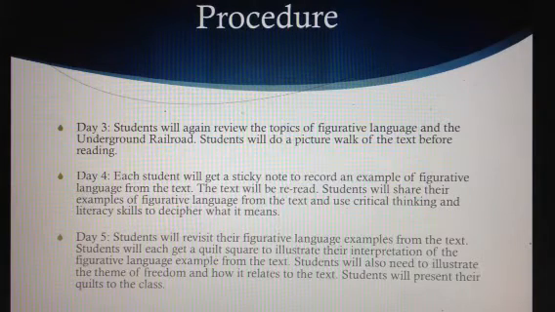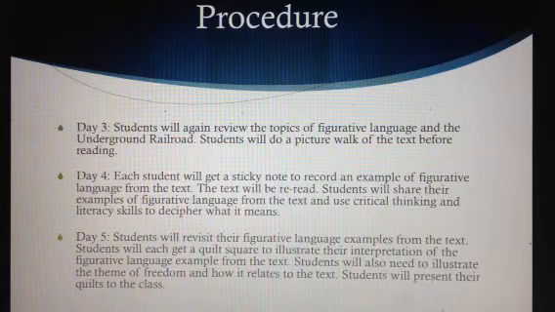On day 3, the class will review figurative language and the Underground Railroad. Then the teacher will tell the students that they will be reading a story about a little girl who is learning about the Underground Railroad from Harriet Tubman herself. The teacher will first do a picture walk. Students will share what they think the story is about and what they notice about the pictures. The teacher will then read the story, Aunt Harriet's Underground Railroad in the Sky.